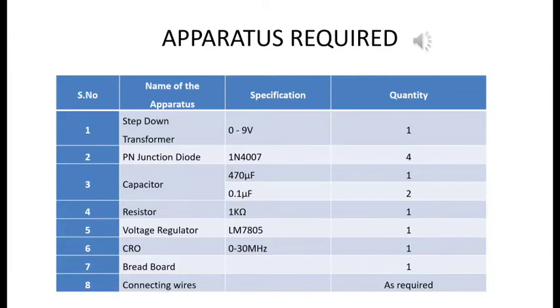This is a regulator IC, and we need a CRO, the cathode ray oscilloscope, to view all the waveforms in various places: the input of the transformer, the output of the transformer, the output of the rectifier, the output of the filter, and finally the output from the regulator. All the outputs could be viewed on the CRO. Then we need a breadboard to place all the components and complete the circuit, and finally the connecting wires as required.